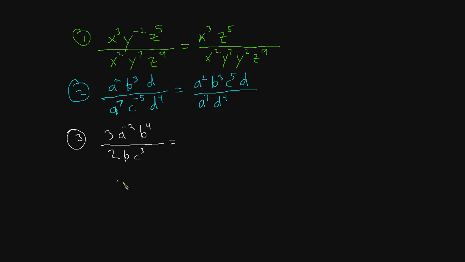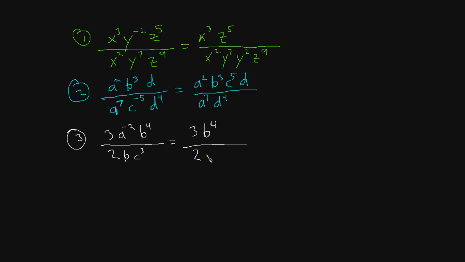Here's one that I always find to be interesting. This is one where students inevitably make mistakes, and I'm not sure where they get the idea from. A lot of times students will try to take this a to the negative 2 down to the bottom, and for some reason they take the 3 with it, and I'm not sure why. So I'm going to show you the correct way to do this. It should be 3b to the 4th all over.